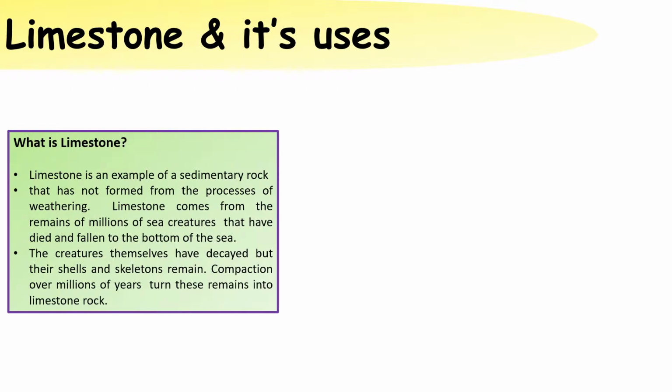Limestone is an example of a sedimentary rock that has not formed from the process of weathering. Limestone comes from the remains of millions of sea creatures that have died and fallen to the bottom of the sea. These creatures themselves have decayed, but their shells and skeletons have remained. Compaction of these over millions of years has turned the calcium carbonate in these bones and shells into limestone.